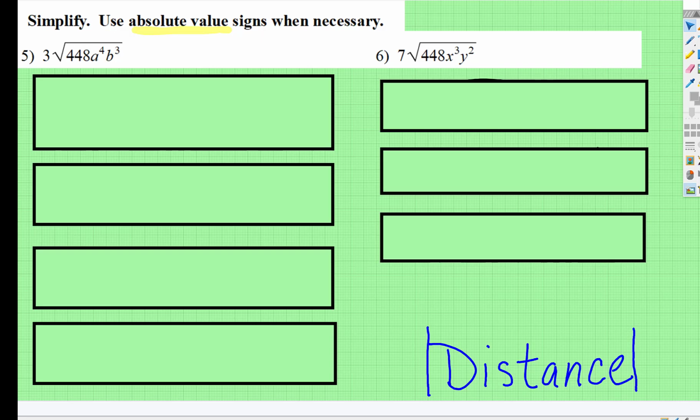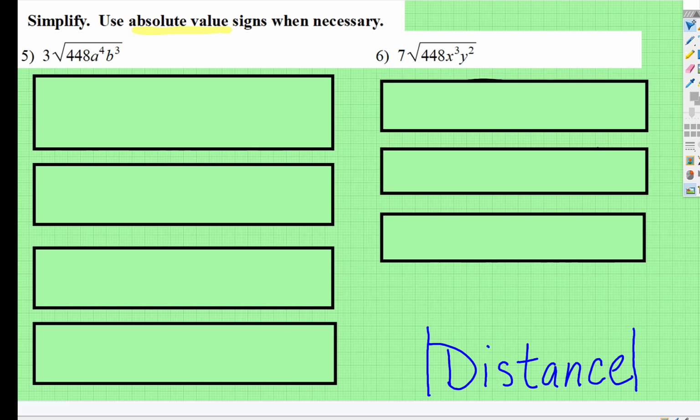Okay, now we're going to simplify radicals, and sometimes you're going to be asked to use absolute value signs when necessary. And sometimes you'll have an applied situation dealing with distance. Well, you can never have a negative distance, so that would be a time when, if you simplify a radical and you pull out a number or a variable, you'll need to use the absolute value bars.